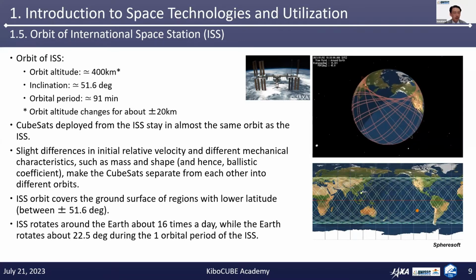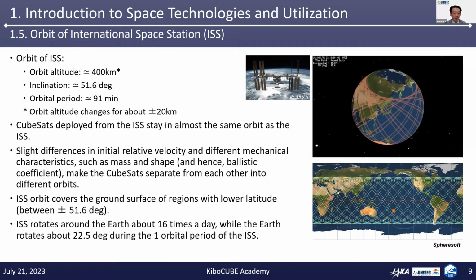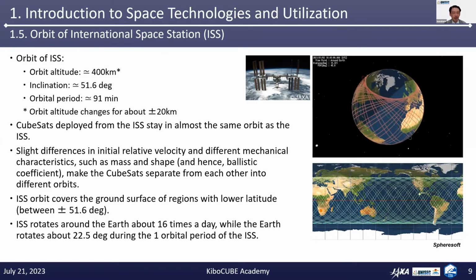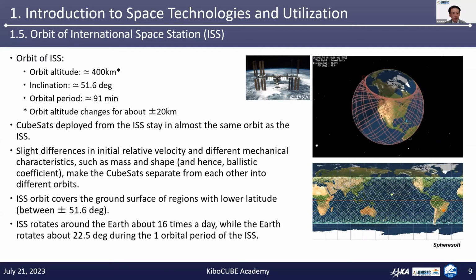It is also very important to know that the orbital altitude of the ISS changes by about plus or minus 20 kilometers due to the effects of atmospheric drag. The higher the initial orbital altitude of your spacecraft at deployment, the longer the mission lifetime you will have.